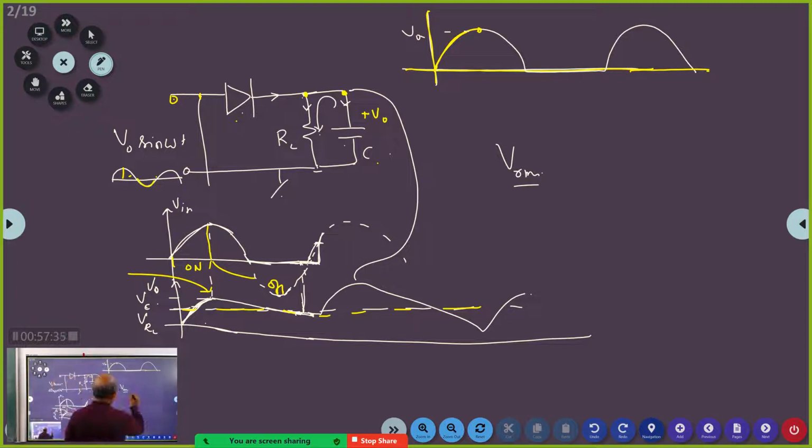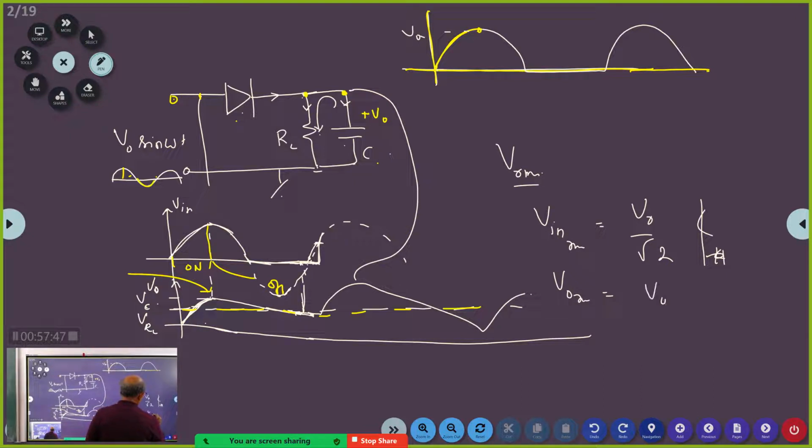So VRMS: what is the RMS value of V in? V naught by root 2 for half wave. And V out RMS will be what? V naught by 2 for half wave rectifier. For full wave rectifier, this will be V naught by root 2.